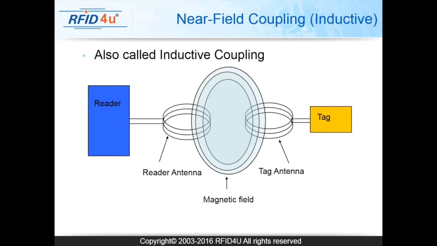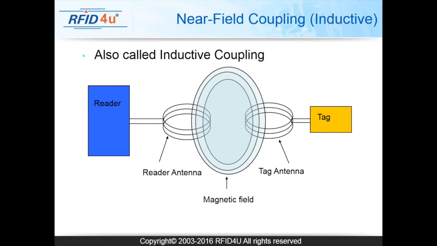So, near field inductive coupling. I don't know how many of you back in the school days remember that you created a magnet: you had a power supply, a battery, and a wire that you wrapped around an iron nail, and when you connected the battery and the current went through the coil, it created a magnet. The nail became a magnet.